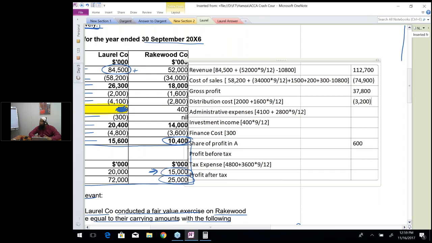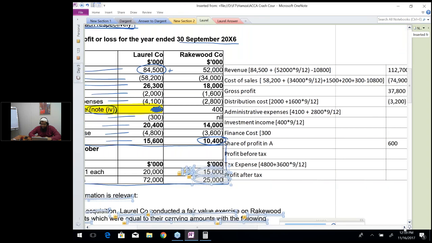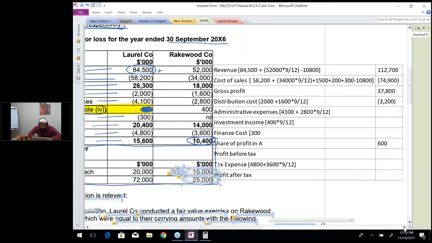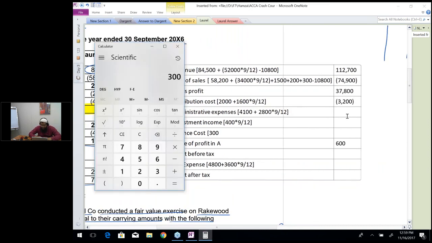I hope I'm not going too fast. You people are able to catch me. If you are solving the CB format, you do not need to show this working in the bracket because this would already be there in your Excel cell. The reason why I'm showing over here is because I'm not using the Excel right now.